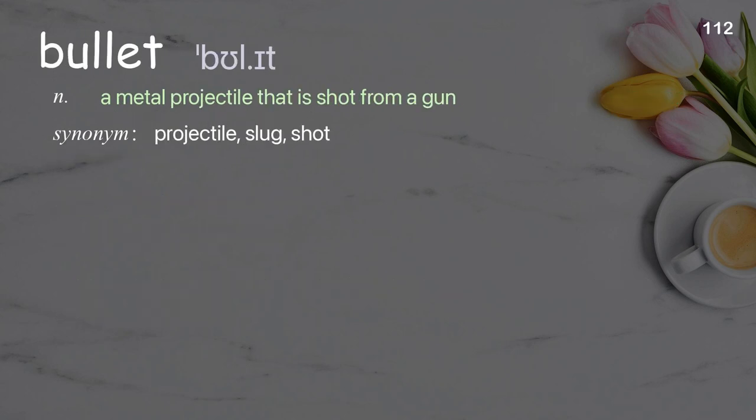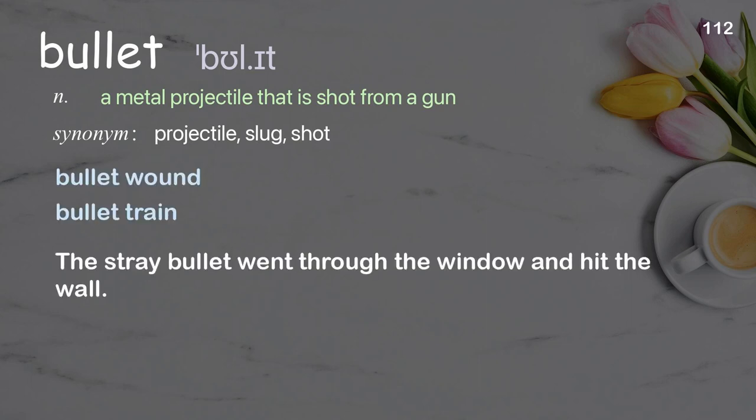Bullet. A metal projectile that is shot from a gun. Examples: bullet wound, bullet train. The stray bullet went through the window and hit the wall.